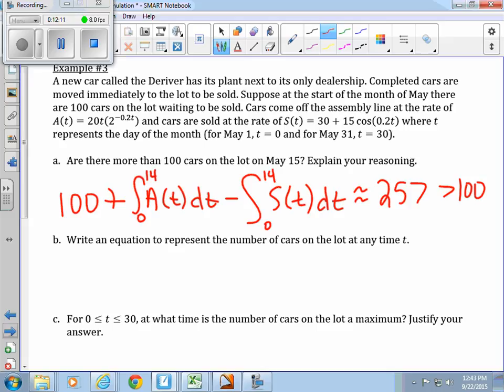There are like 100 different answers to this question. More cars are added than are taken away, or something like that, right? It doesn't have to be exactly that wording. Again, there are probably 100 different ways we could word that.